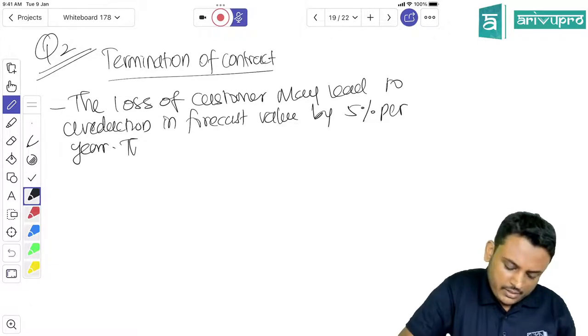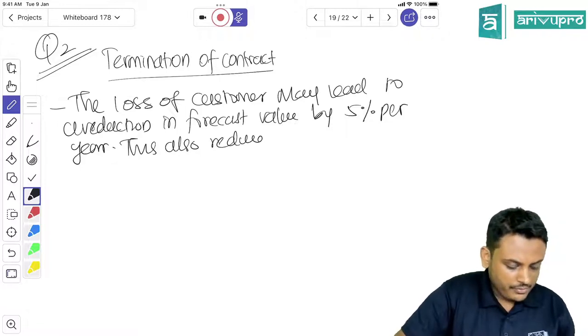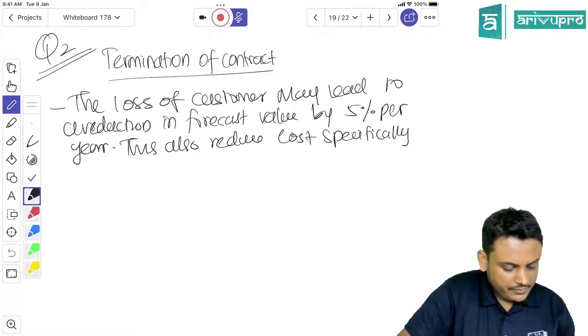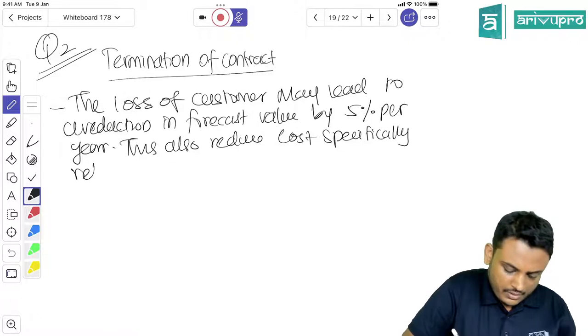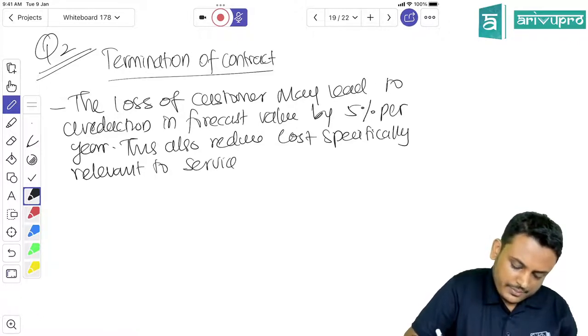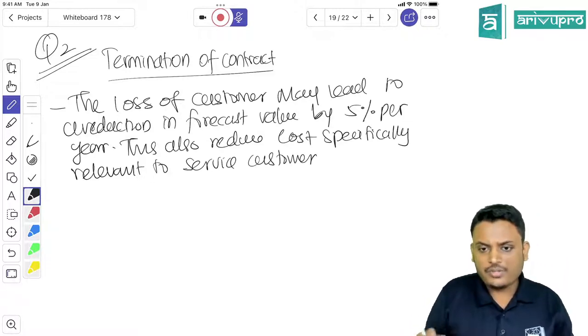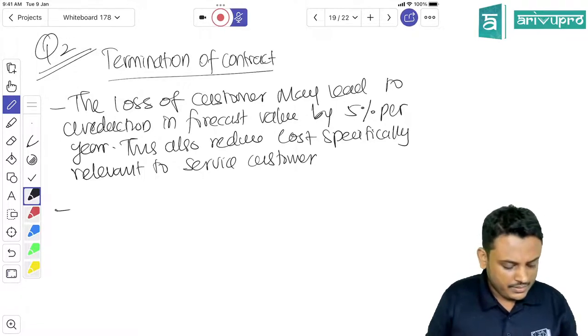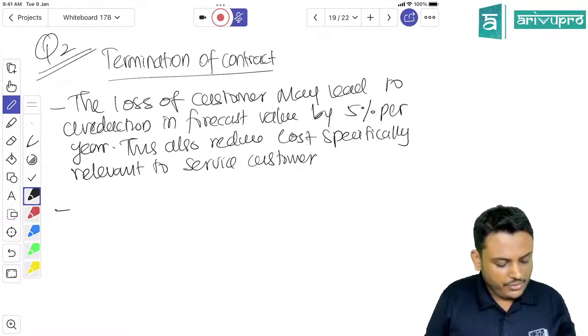Right, this also reduces cost, specifically relevant to service customer. On the other hand, you can't simply say that revenue only reduced. No, the cost is also to some extent reduced. So further investigation is needed, right? So therefore, you need to consider this as a very important thing.